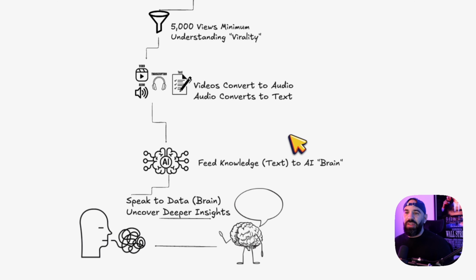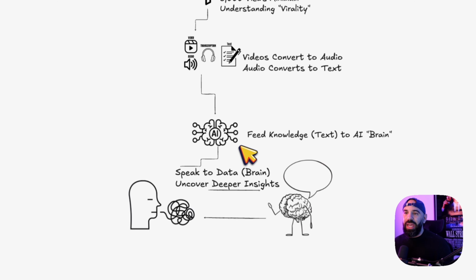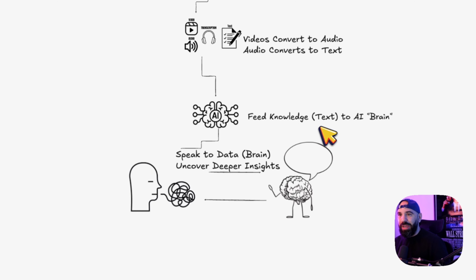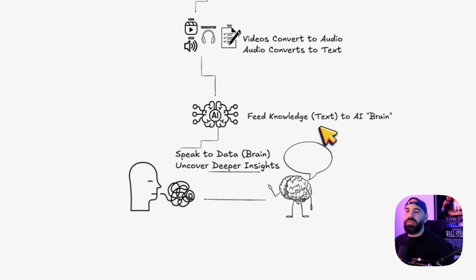Once we have the text, we're going to feed the knowledge, the text, to the AI brain, which is a memory system that we're going to have via something called Pinecone. So I'll show you that as well. And this way, anytime you run this automation and every time you pull these videos, it's going to automatically upload to your brain database. It's going to continuously store it.